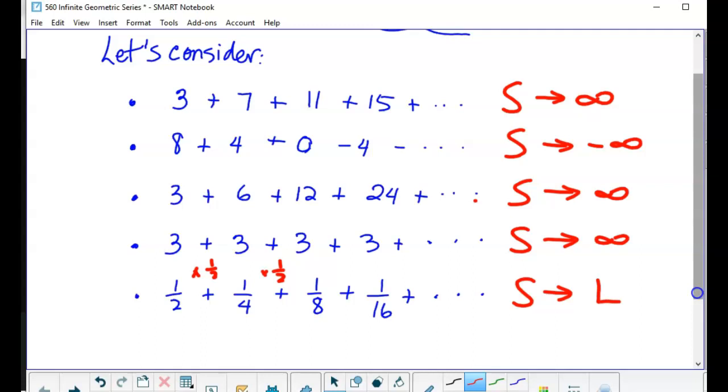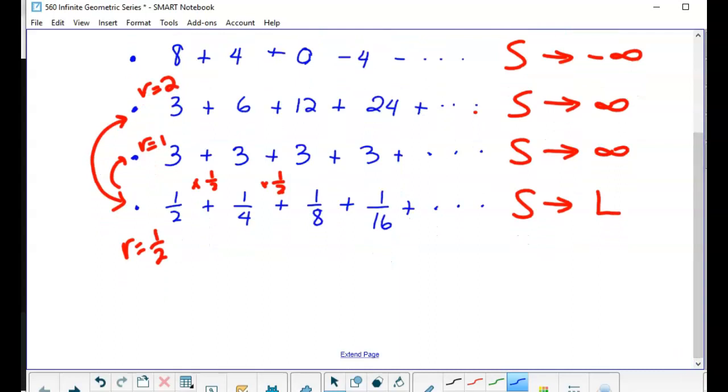Okay, so what's different about that than the previous 4? First of all, it's geometric, for sure. Okay, and comparing that to, say, this geometric, or even this one, that's an R value of 1. This is an R value of 2. This is an R value of 1/2. So having an R value less than 1 will be the criteria that tells you you can get the sum of an infinite geometric series. Okay, so let's see how this works.